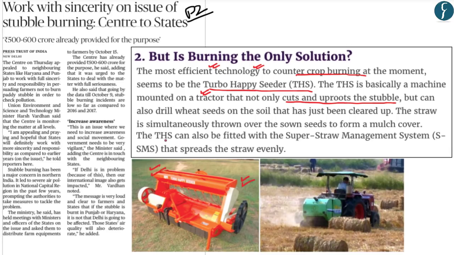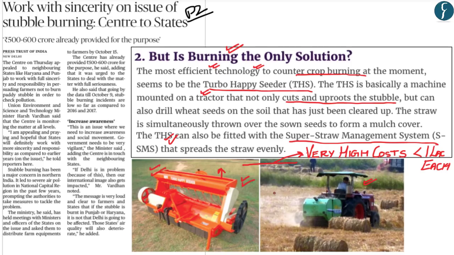And apart from this, the turbo happy seeder can also be fitted with the super straw management system. Both of these technologies can replace the stubble burning that currently exists in parts of northern India. The main drawback of both the turbo happy seeder and the super straw management system is that both are at very high cost for the farmer, wherein each of these technologies costs above 1 lakh. And therefore, what has been suggested as a solution in Punjab and Haryana is to have shared community access to both of these technologies.